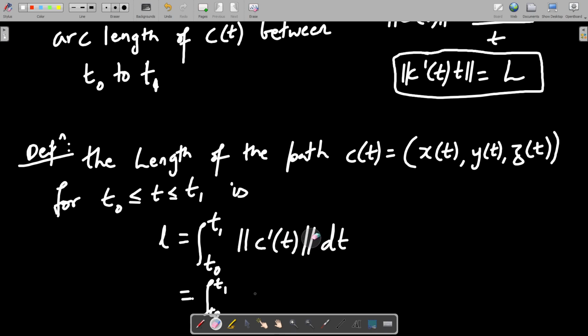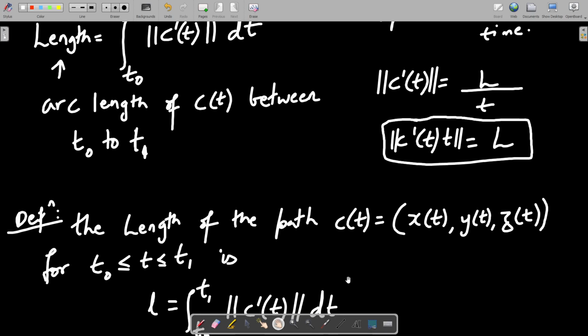Here for this integral, that t eventually becomes dt. That is actually infinitesimal t. Actually, I should have used this notation here.